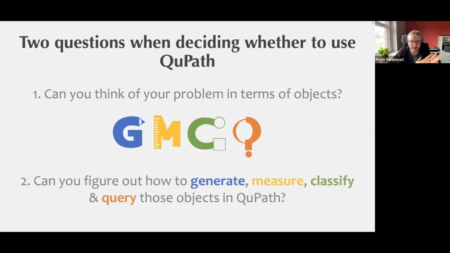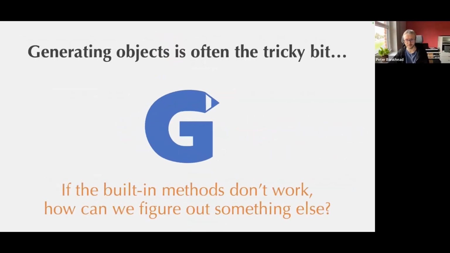So two questions when deciding whether to use QuPath: firstly, can you think of your analysis problem in terms of objects, as I've described? And if so, can you figure out how you would generate, measure, classify, and query those objects in QuPath? If the answers to both are yes, then QuPath's a good fit. Sometimes the answer is almost, and that's where dipping into something like ImageJ can help you. That's what we're going to focus on now.